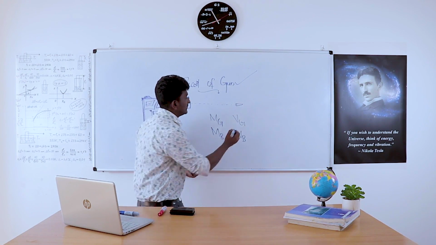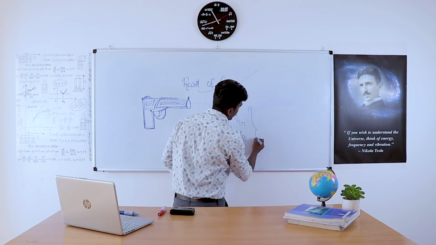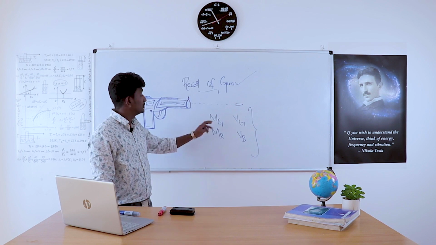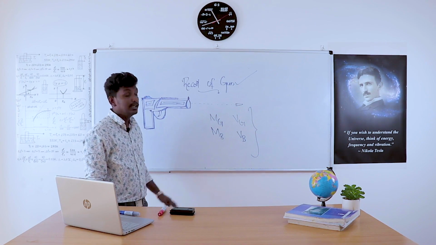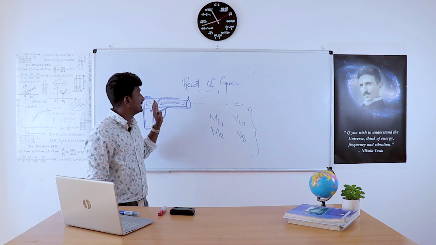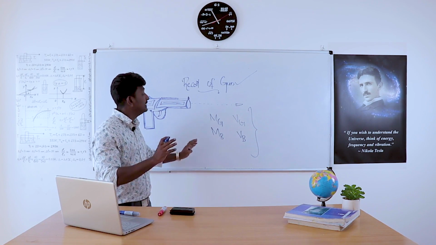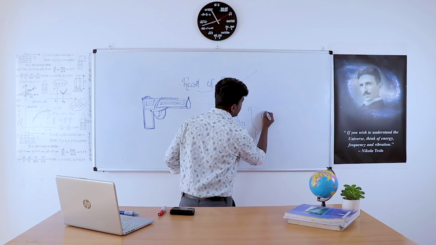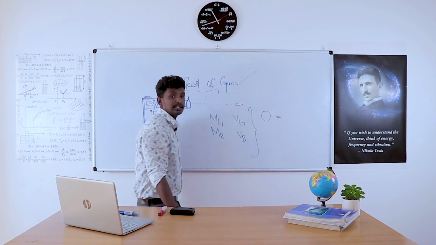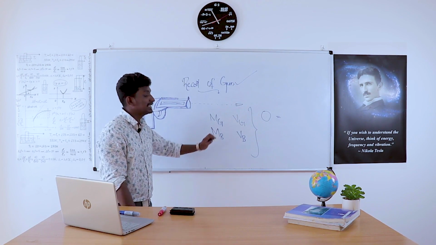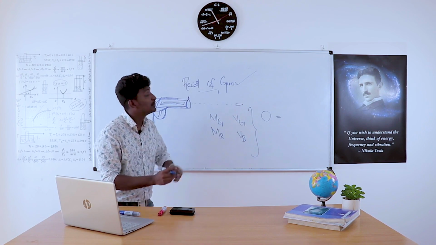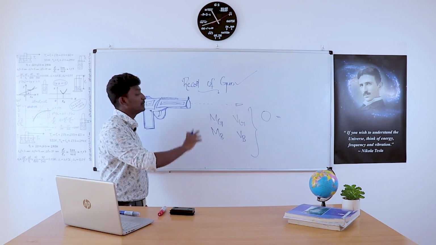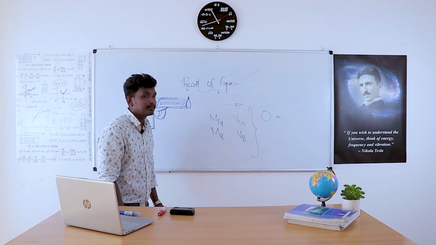Now we know that total momentum before firing should be equal to total momentum after firing. I'm going to find the total momentum before firing. Before firing, the bullet is at rest and the gun is also at rest. Therefore, total momentum before firing is equal to 0. Nothing will move. Momentum is the characteristic property of a moving object. Bullet is at rest and also gun is at rest. Therefore, no momentum, and total momentum before firing is 0.